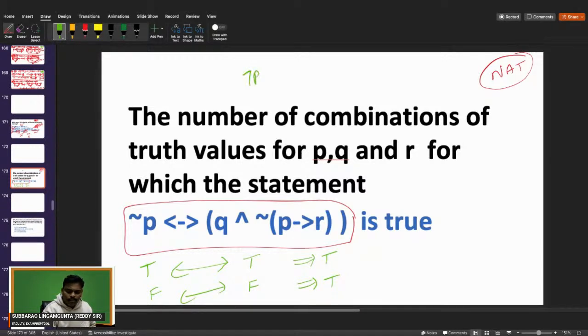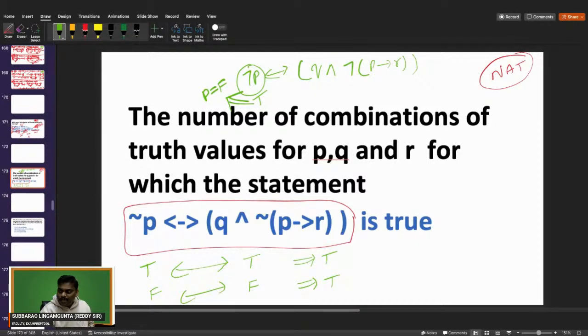Negation P double implies Q, and negation P implies R. If the left side is true, the right should also be true. If left is false, right is also false. Let us assume this is true. Negation P true means P becomes false.